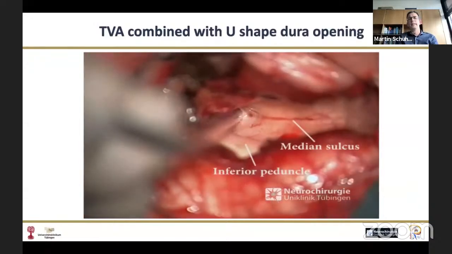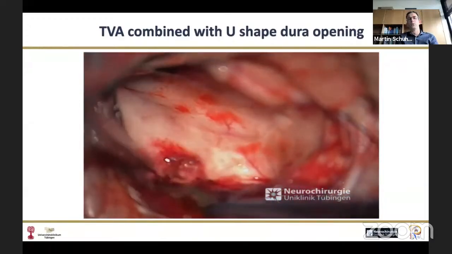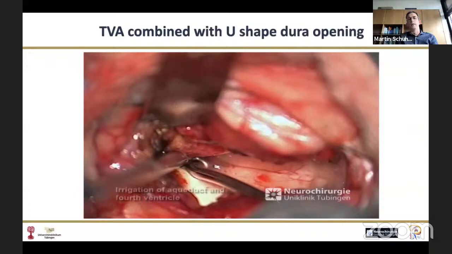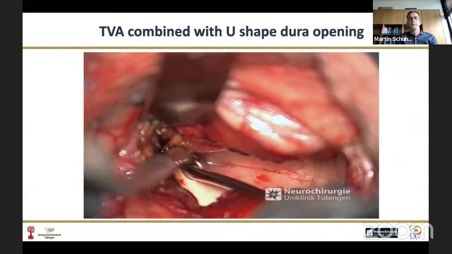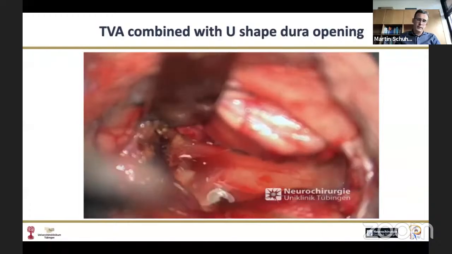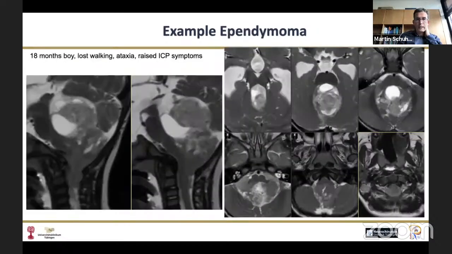So this is at the end of the resection. You see I'm standing now sideways. I've changed my position, and it's very easy to look all the way up to the aqueduct, and then you start the dural closure as described before. This is a typical medulloblastoma case, which is the usual size, and you get a nice exposure and the opportunity to remove it all.